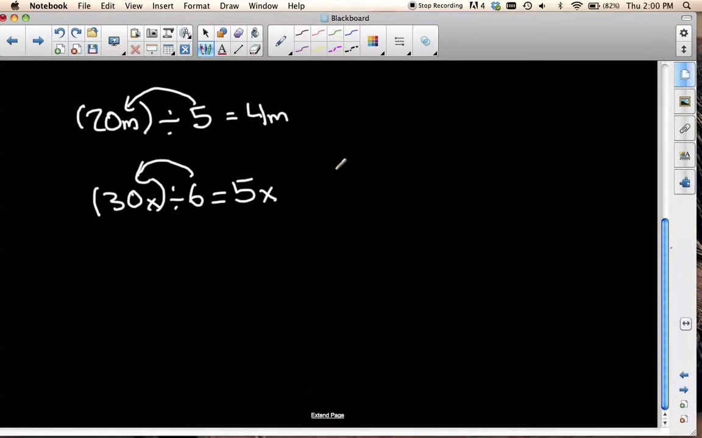This is it. We can even do one with a negative number. So if I have negative 18x divided by negative 6, negative 18 divided by negative 6, a negative and a negative will make a positive, so I end up with positive 3, and my x stays the same, 3x. That is it for multiplying and dividing monomials. That's what we're going to be doing.